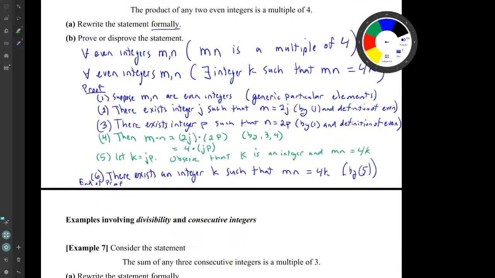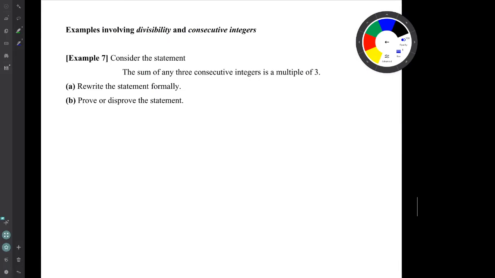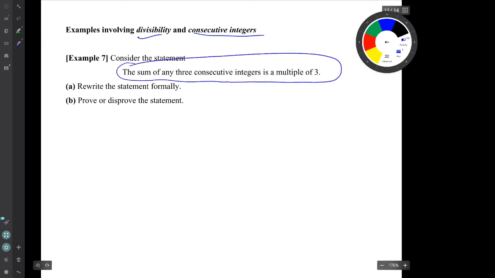Let's go on to another example. An example involving divisibility and consecutive integers. So this statement: the sum of any 3 consecutive integers is a multiple of 3. Well, that's the statement we're interested in. First question is to rewrite that statement formally.